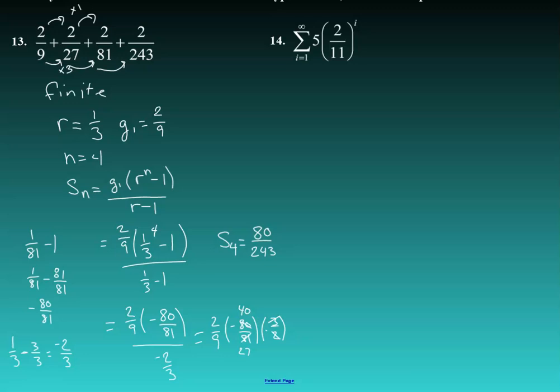And with that, that is how we use this particular formula. So what I want you to do now is look at 14. Again, figure out which formula you're going to be using, and then go ahead and calculate the answer.